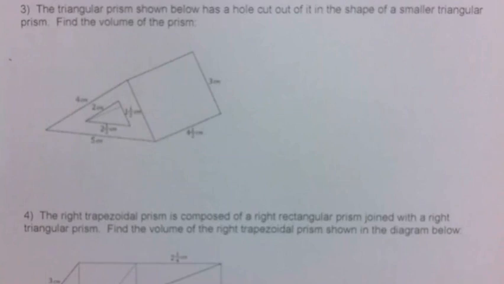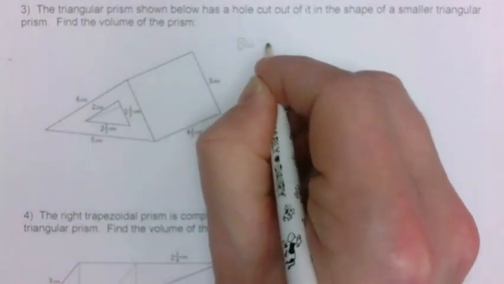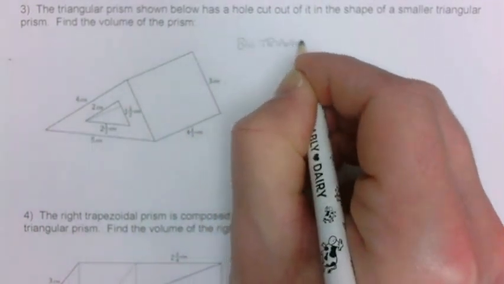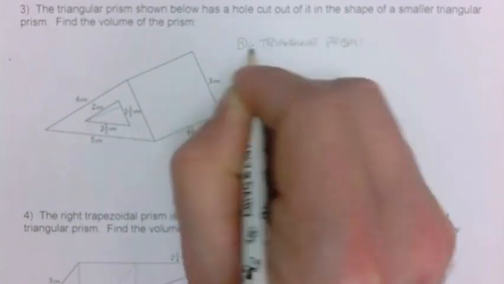In our next example, we have a triangular prism, and it has a hole cut out of it that's also in the shape of a smaller triangular prism. They want us to figure out what the volume of the big triangular prism would be once we cut out that hole. All right, so we're going to start by finding the volume of the big triangular prism. Okay, that would represent the total volume of the full shape, and then we'll deal with the hole in just a minute.